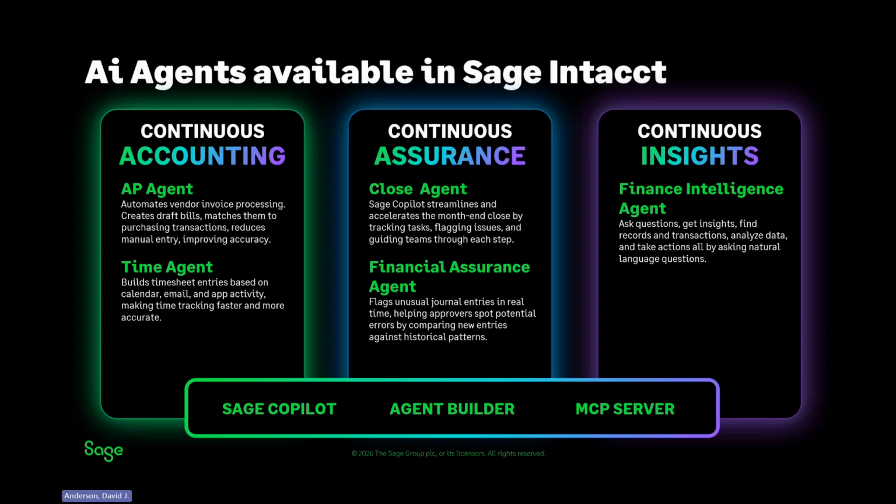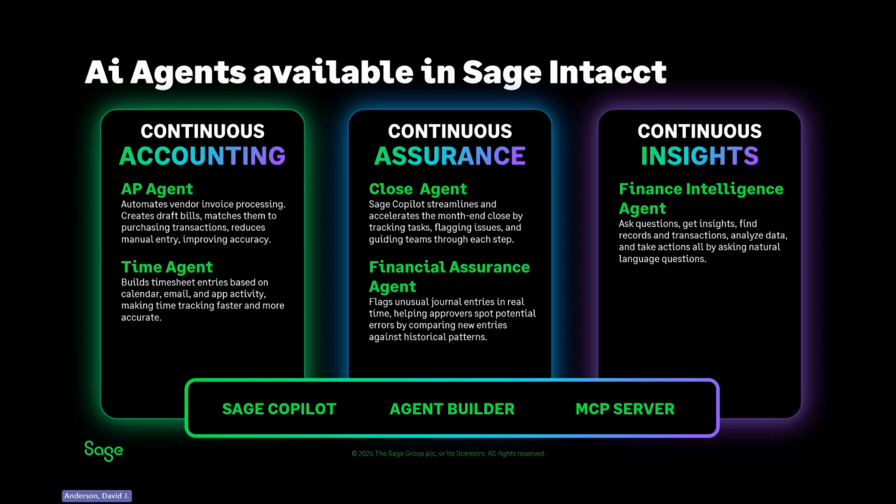Secondly, I think about continuous assurance, the close agent, which you'll be seeing a little bit later with Andrew. It accelerates your month-end by tracking your tasks, flagging bottlenecks, guiding teams step by step. The financial assurance agent is monitoring journal entries in real time, identifying anomalies against historical patterns as they become issues. Now, this really does shift how reactive a review can be. So now we're talking about proactive control.